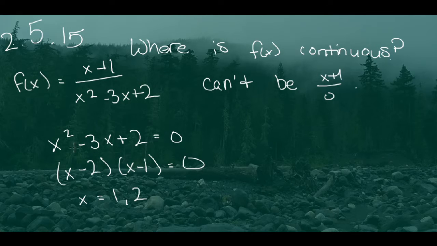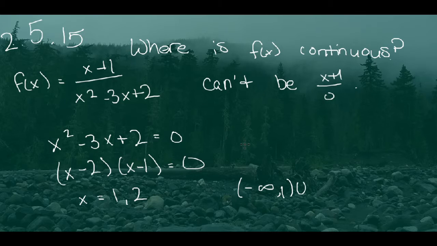All right, so these are the points where it's discontinuous, right? So it's discontinuous at 1 and at 2. All right, so that means it's continuous everywhere else. So I start all the way to the left at minus infinity, and I go until I hit my first value where it's discontinuous, which is at 1. So I'm going to write negative infinity to 1.